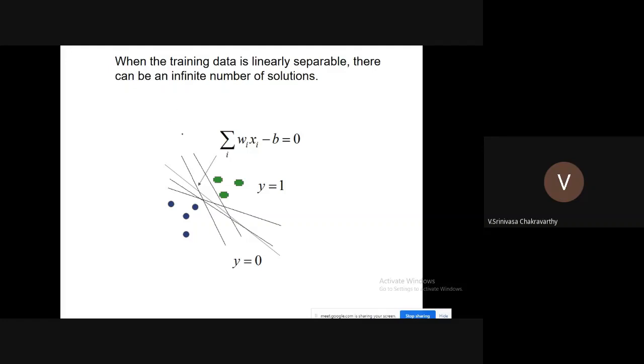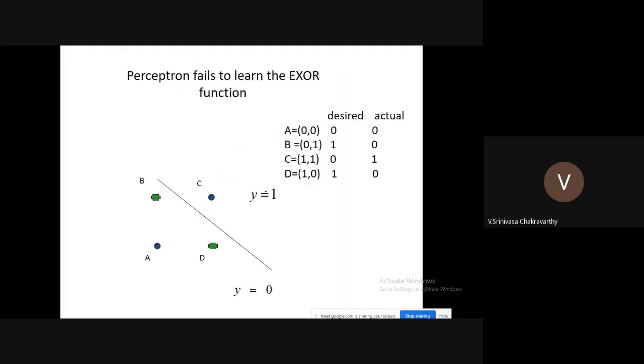And one more property of this kind of neuron model is, when the data is linearly separable, it can have an infinite number of solutions. Because you see that here you have two classes, the green points and the blue points. I can separate these two classes using an infinite number of straight lines. But when the data is not linearly separable, there is no solution at all. So if it's linearly separable, you can have infinite solutions, but if it is not, there is no solution at all.